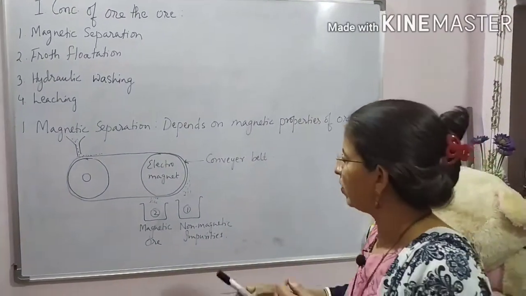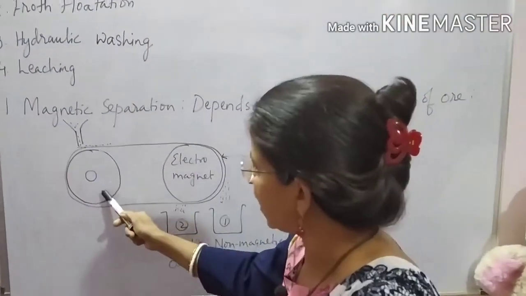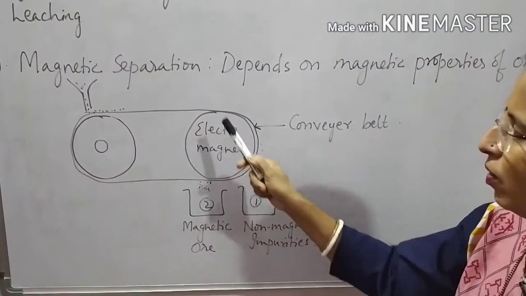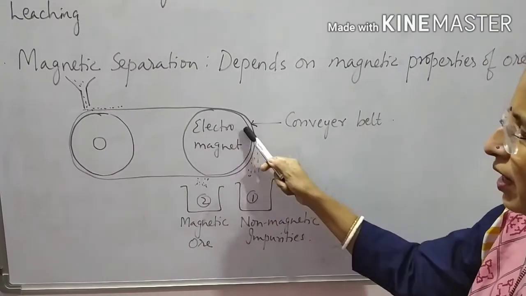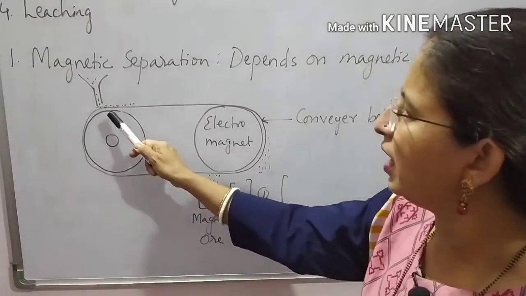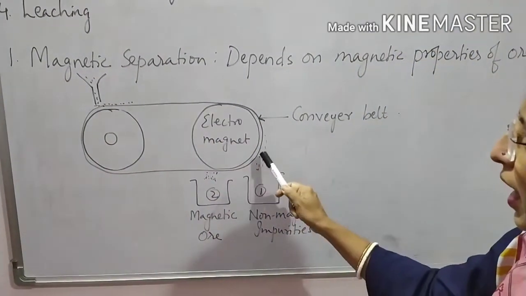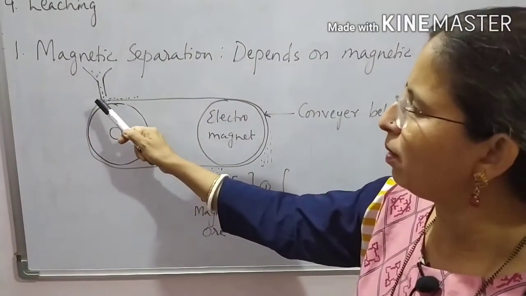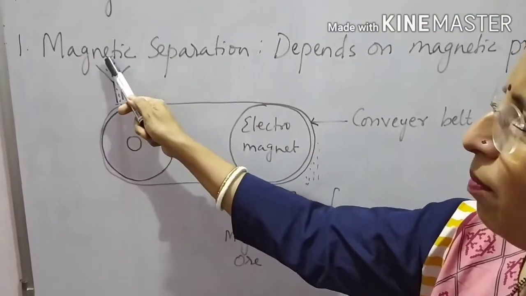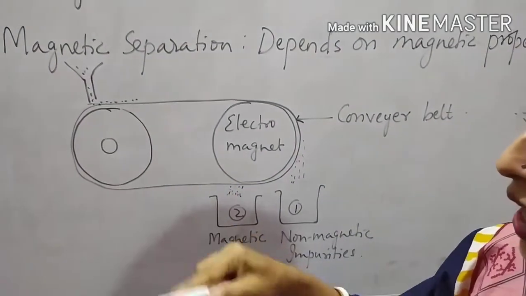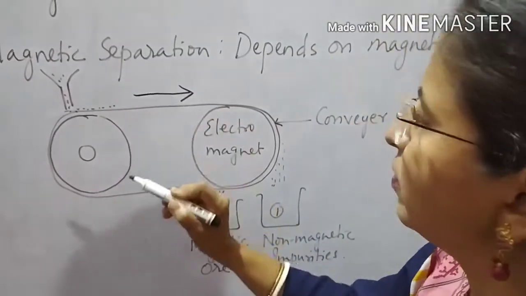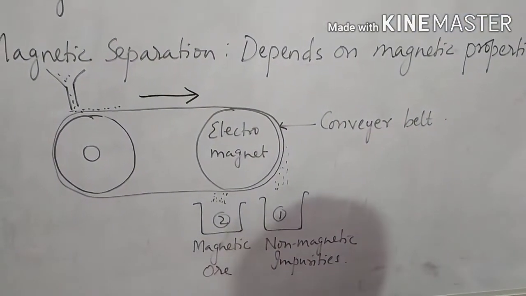Then how is it done? Two steel wheels are taken, of the same radius. One of the wheels is electromagnetized by passing electricity, and both are connected by a conveyor belt, a thick rubber belt. From the other part, the powdered ore is sprinkled and the belt is allowed to rotate in one direction.